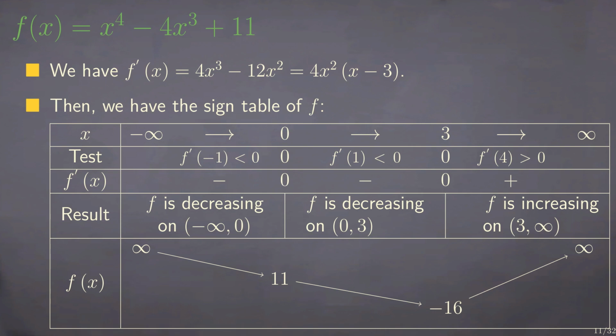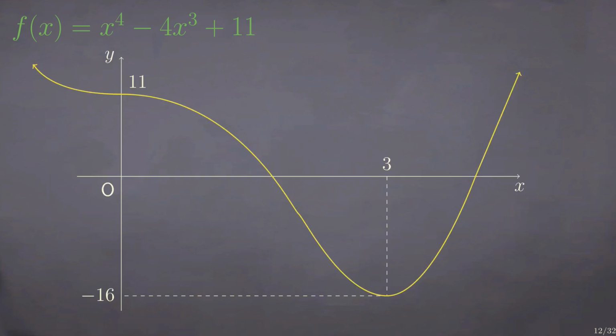It goes from infinity down to 11 as x goes from minus infinity to 0, and it keeps on decreasing when x goes from 0 to 3, and the value of f at 3 is minus 16. This is a relative minimum of f, and after that the function goes all the way up to infinity. So from this, not only do we know that minus 16 is a relative minimum, but it's actually an absolute minimum of f.